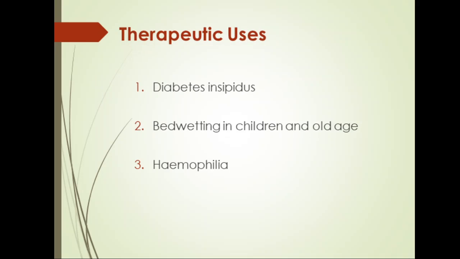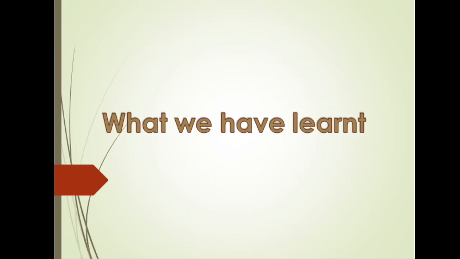Therapeutic uses. It is mainly indicated in diabetes insipidus. Secondly, for bedwetting in children and old age, to stop urine or micturition at night time. Lastly, in hemophilia disorder. So these are the uses of antidiuretic hormone.